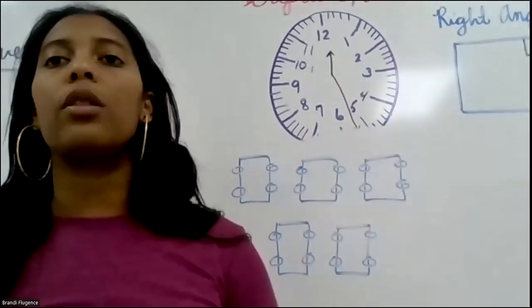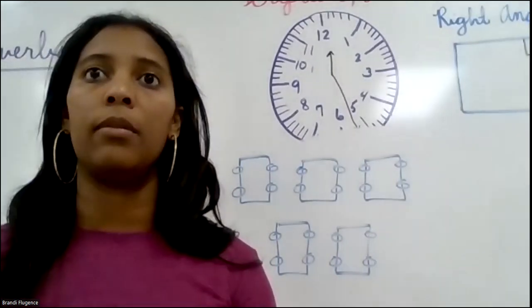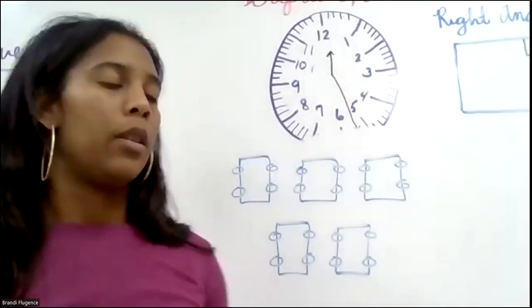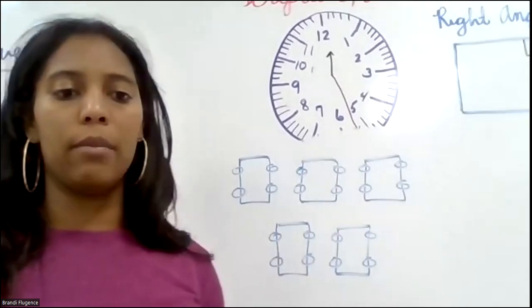Okay, so I'll say it one more time. 5 cars, 4 wheels on each car. Go ahead and draw that.